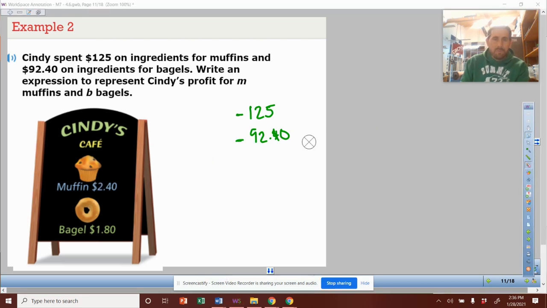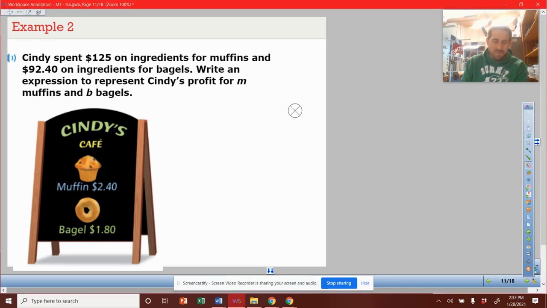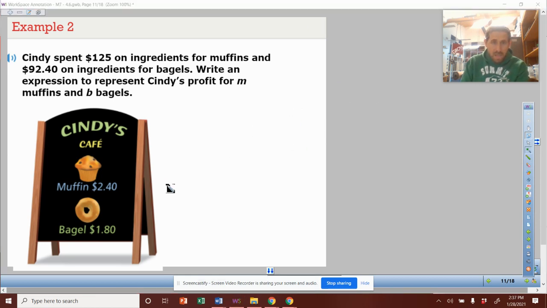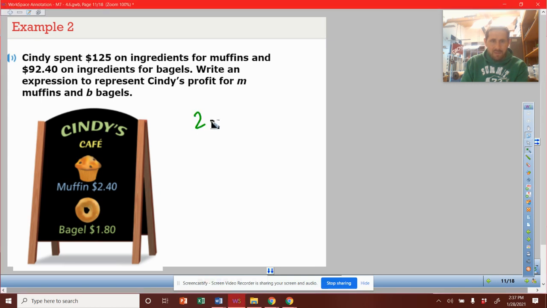So I'm going to rewrite what I just wrote there so that we can see what's going on. For every muffin, it's $2.40 for every muffin she sells. But then she lost money on the muffins, in the sense she didn't really lose it, but she used it to spend for those ingredients. She spent $125, right? This is not going to be positive until she sells enough muffins. And that's what you'll be able to look at: how many muffins do I have to sell to cancel out this negative 125 expense for my ingredients?